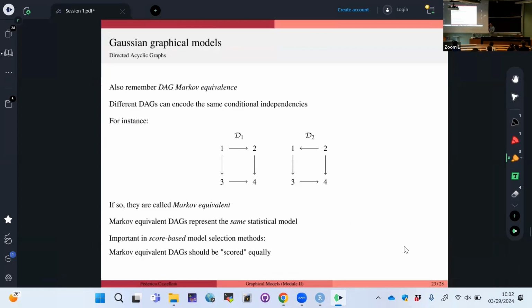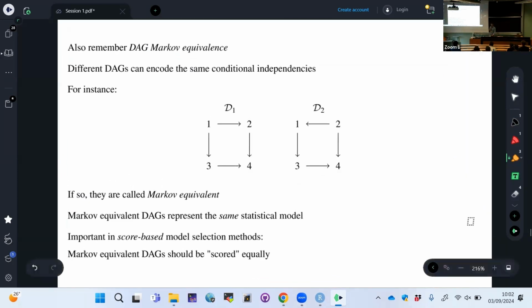Now, before moving to the definition of a Gaussian DAG model, let me recall a few more concepts related to DAG Markov equivalence. There may be DAGs that are structurally different, like D1 and D2 here, which differ because of the orientation of an edge between 1 and 2. If this is the case, they will imply different factorizations. In one, you will have the conditional of 2 given 1. In the other, you will have 1 given 2.